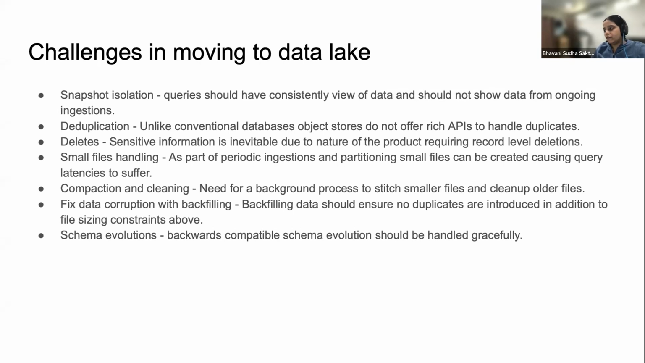However, coming from a relational DB, where there are rich APIs, moving into a data lake solution was not an easy feat with just S3 and Athena, because these are independent systems, and we have so many challenges that we need to fix for the gap that the previous system had offered. So some of the challenges that we identified were these.